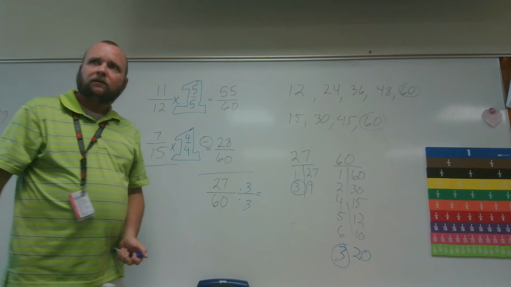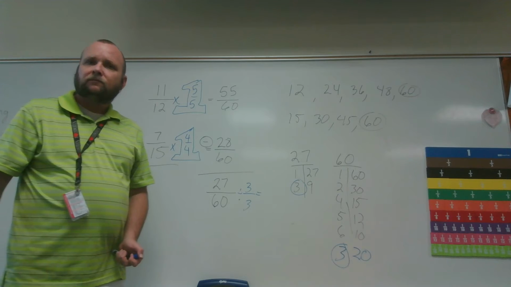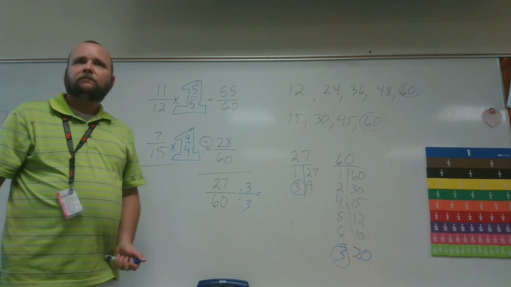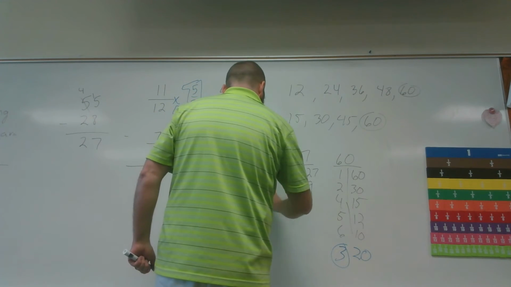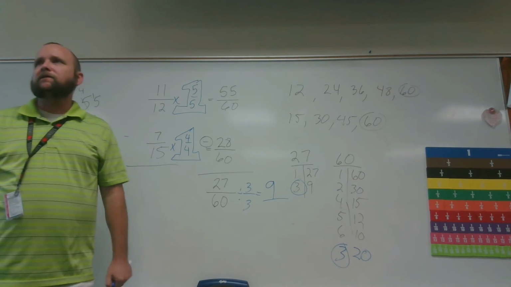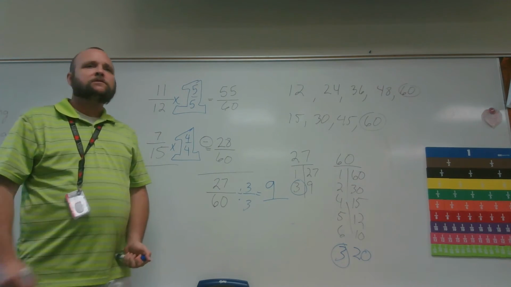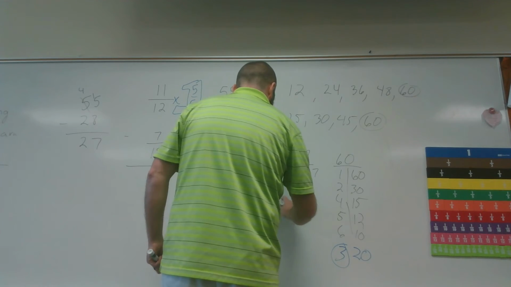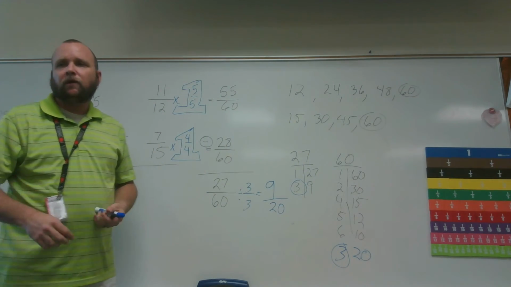No, that's wrong. 3 times something is 9. Oh, yeah. 60 divided by 3 is 20. Yes. Got to 4. So our answer would be 9/20ths. Okay.